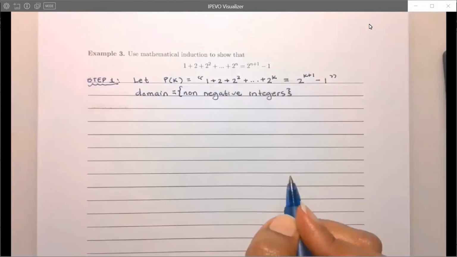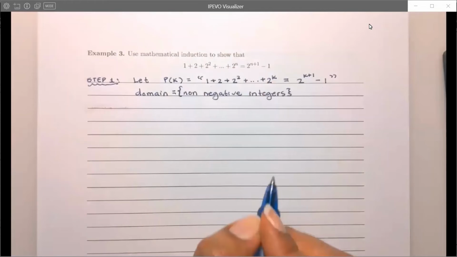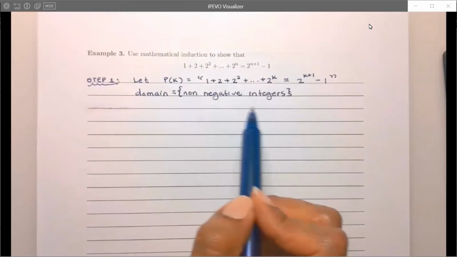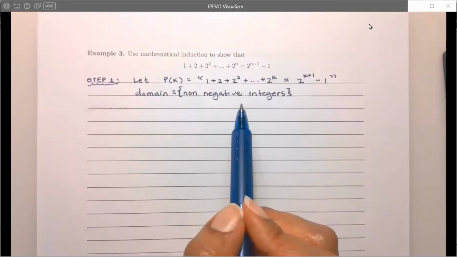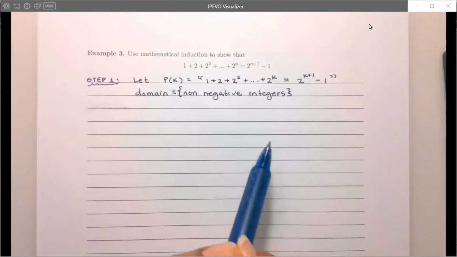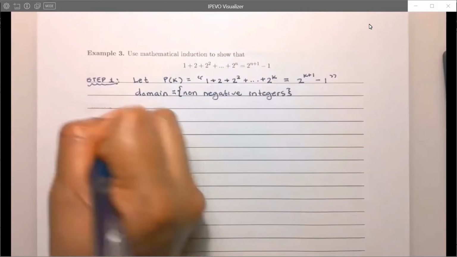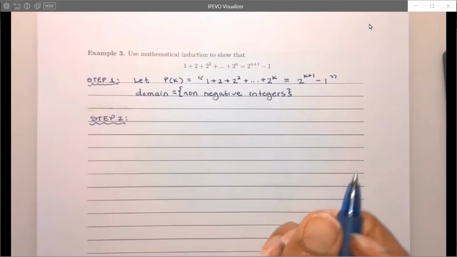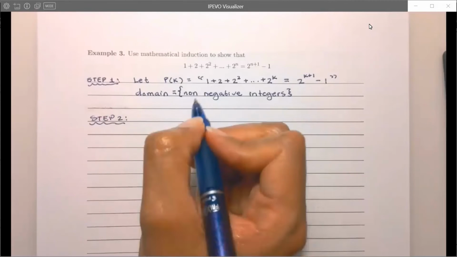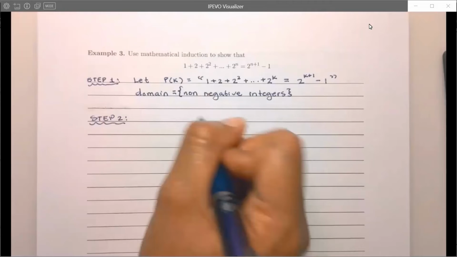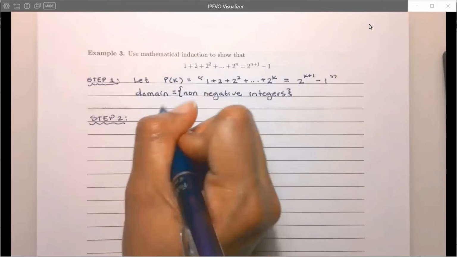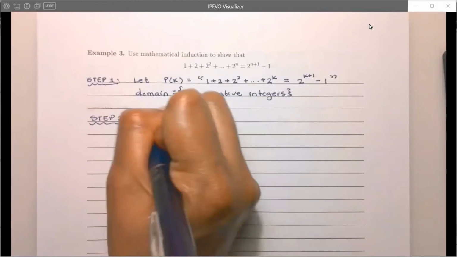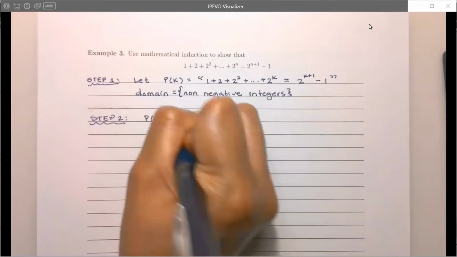Later on, when we discuss basic data structures, we'll see how to write that notation more compactly. But for now, we'll say it's non-negative integers and continue on to step number 2, which is to show the basis step. So for the basis step, we want to prove that P of 0 is true.